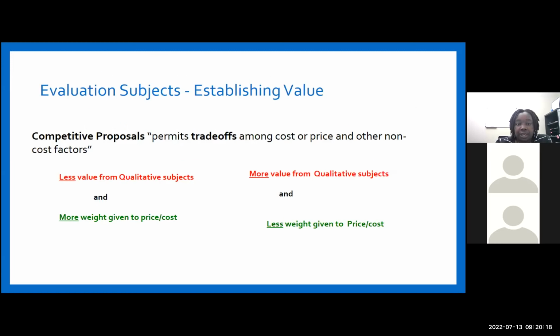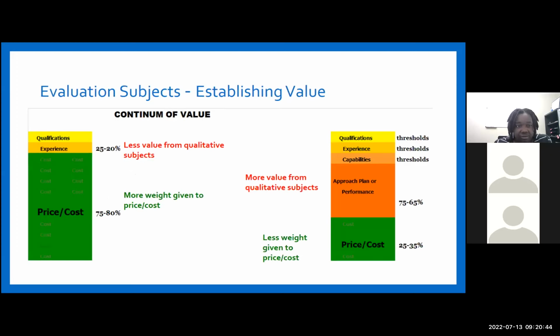Competitive proposals permit trade-off among cost or price and other non-cost factors. So if price and cost is weighted more, then your qualitative factors will not have such a high percentage. If you need more value from your qualitative subjects, then price and cost will be less weighted. An example of this, as you can see, qualifications and experience, 25% to 20% is the less qualitative subject, but price is 75 to 80%, which gives you more weight.